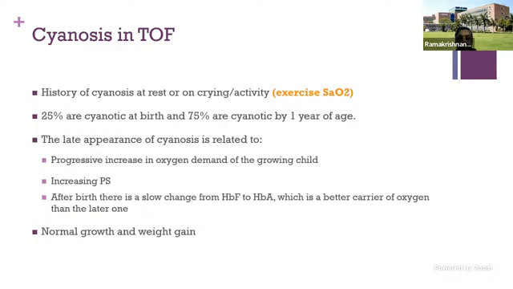25% are cyanotic at birth, whereas 75% are cyanotic by 1 year of age. So a commonly asked question is, why do tetralogy patients develop cyanosis later? Why are they not all cyanotic at birth? That is because the child outgrows the amount of pulmonary blood flow. There is a progressive increase in oxygen demand of the growing child, and generally there is increasing PS. And after birth, there is a slow change from hemoglobin F to hemoglobin A, which is a better carrier of oxygen than the former. By and large, they don't have failure to thrive, and they have generally normal growth and weight gain.